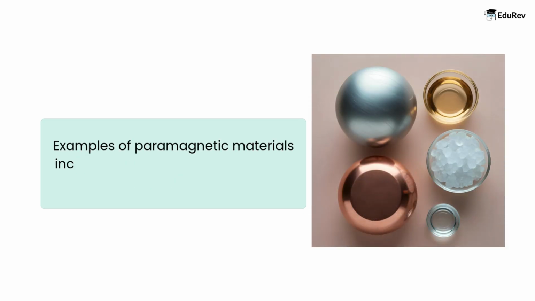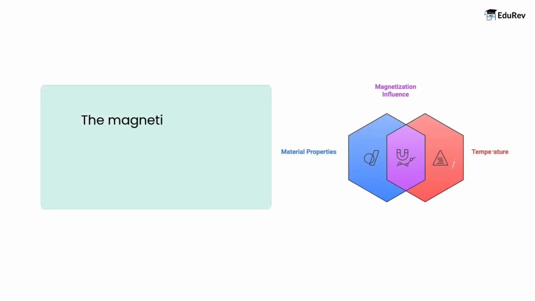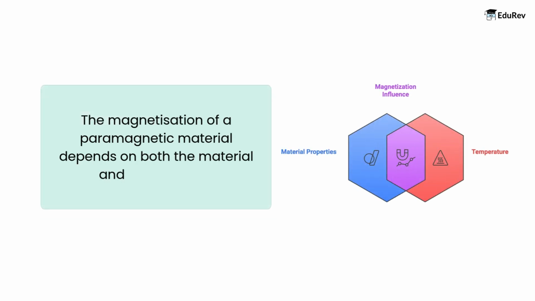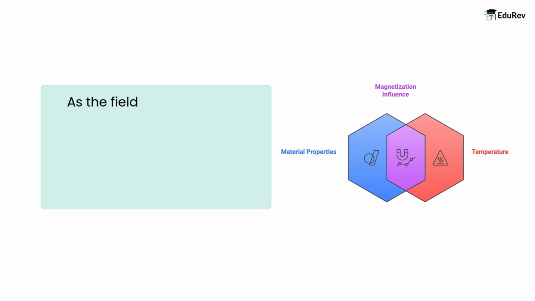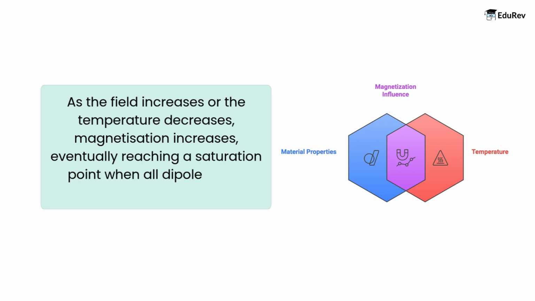Examples of paramagnetic materials include aluminum, sodium, calcium, oxygen at STP, and copper chloride. The magnetization of a paramagnetic material depends on both the material and temperature. As the field increases or the temperature decreases, magnetization increases, eventually reaching a saturation point when all dipoles align perfectly with the field. 3. Ferromagnetic materials.